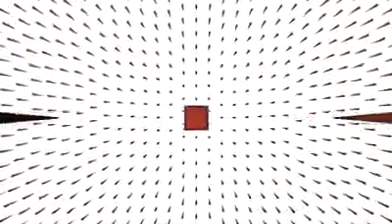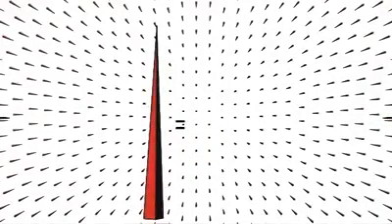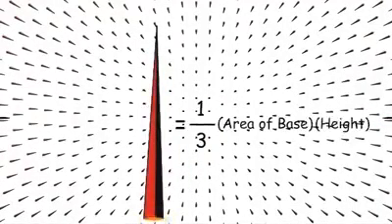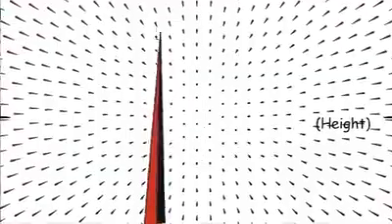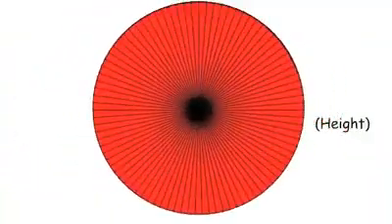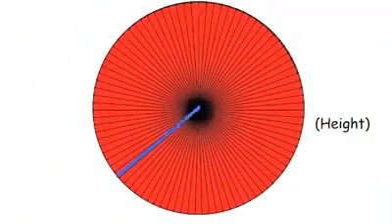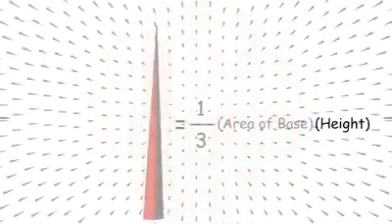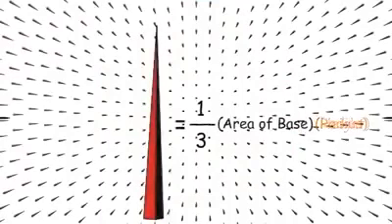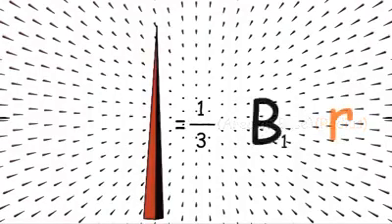So let's take a look at one pyramid, and remember that its volume is equal to 1 over 3 area of the base times height. Now let's quickly show that the height of all the pyramids that make up the sphere is actually equal to the radius. So our equation becomes 1 over 3 area of the base times radius. And we will simplify this equation by replacing radius with r and area of the base with b.